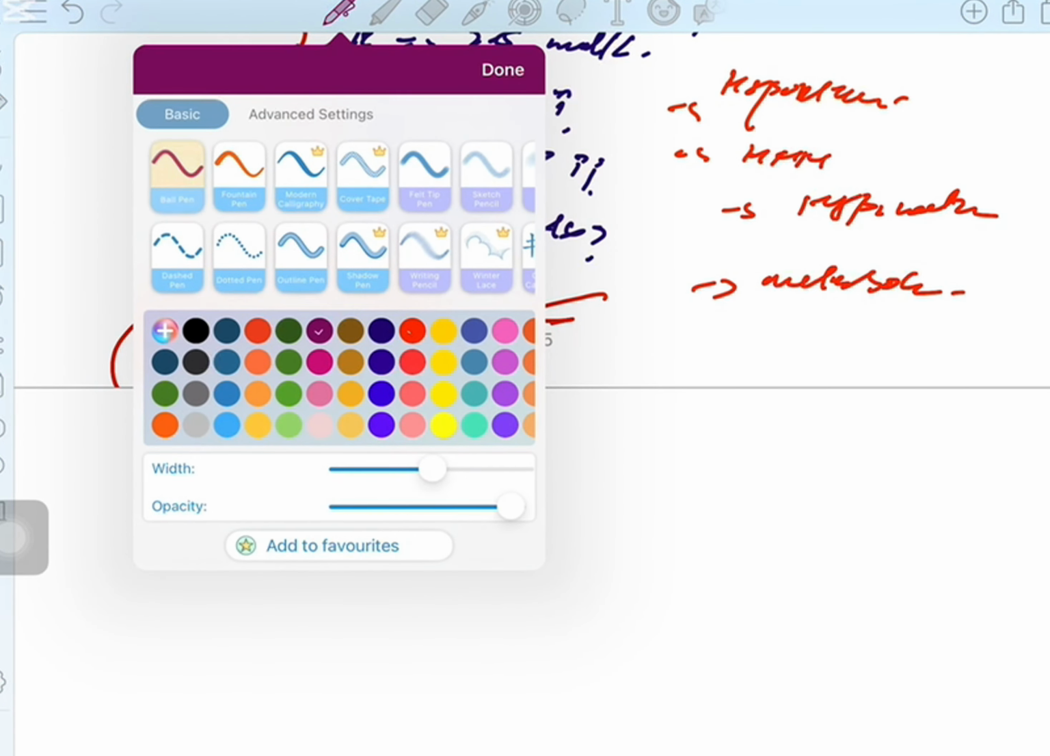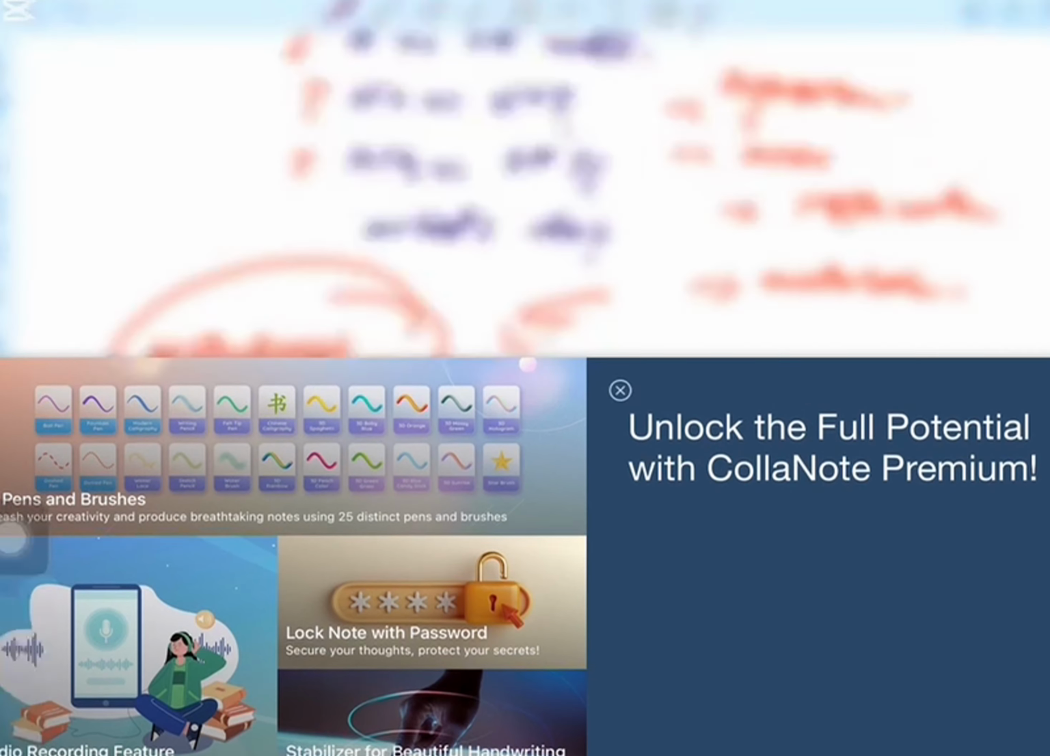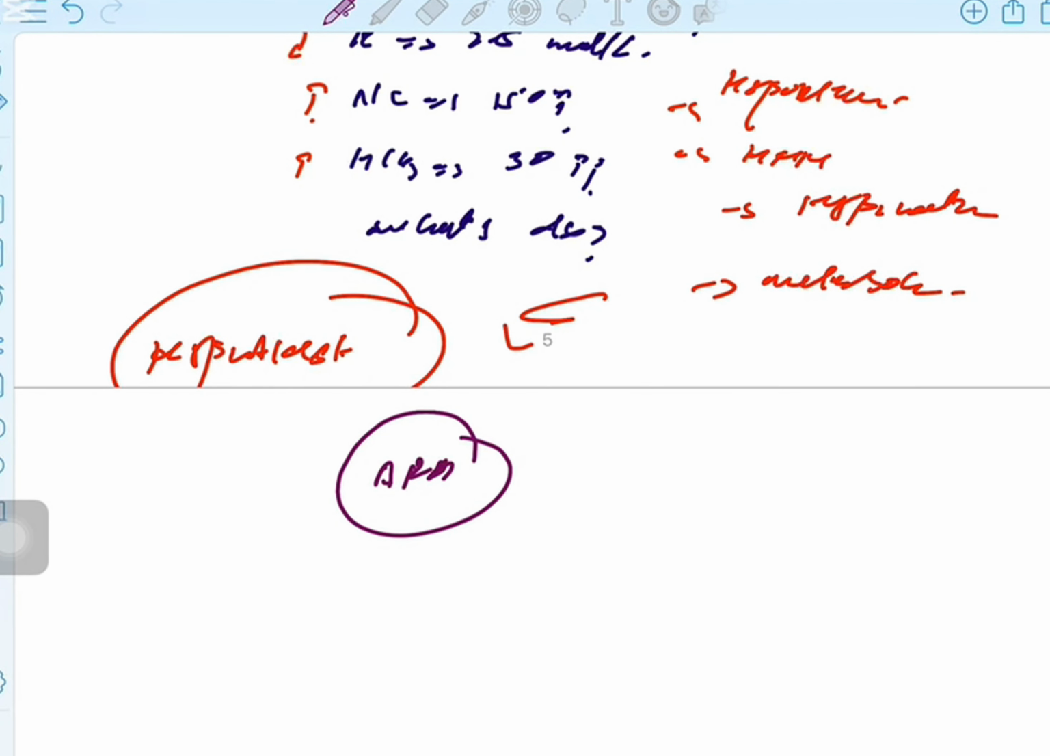We will say this is hyperaldosteronism. And if someone asks you how we can diagnose that this patient has hyperaldosteronism, which test we will perform, we will say it is the aldosterone renin ratio. We will perform this test. If this ratio is more than 20, we will say that the problem is in the adrenal gland, guys.